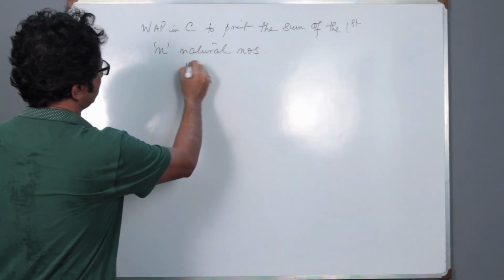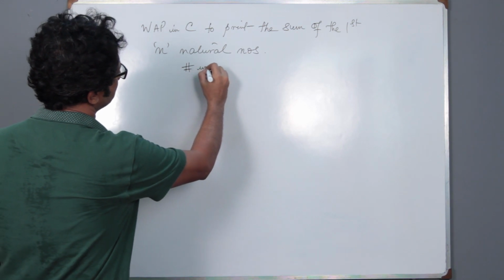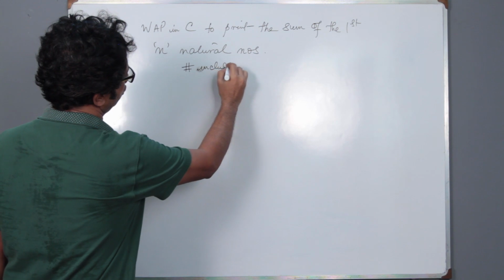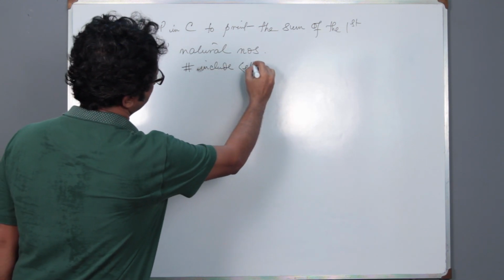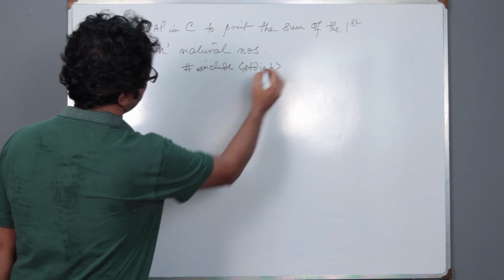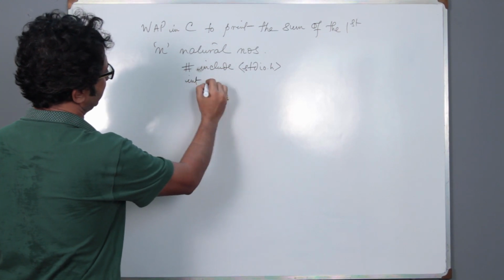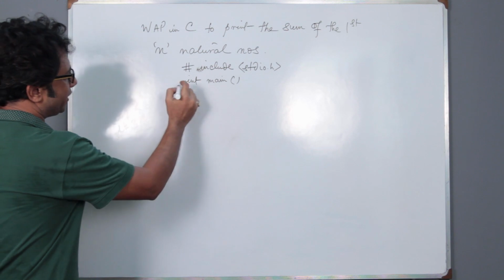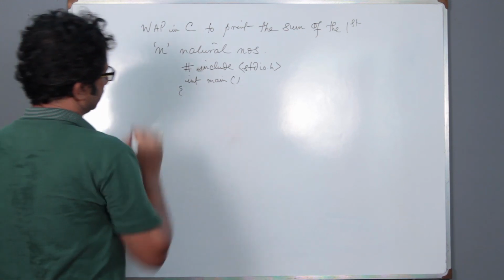So we start with this hash include directive first. Hash include stdio.h, then comes int main, no explanation needed now, then comes the opening brace.